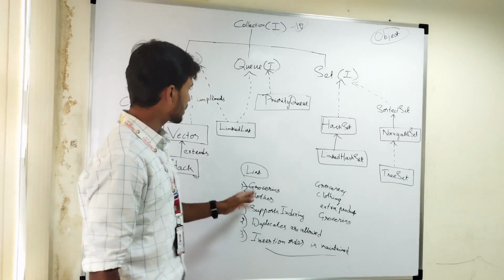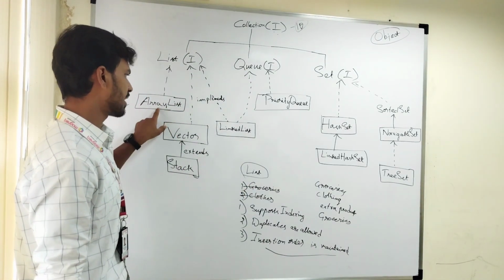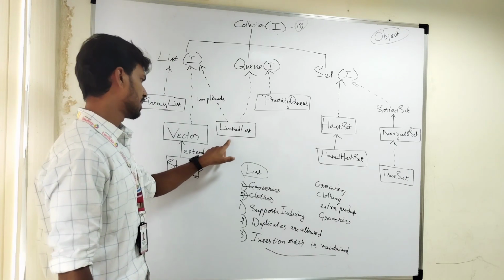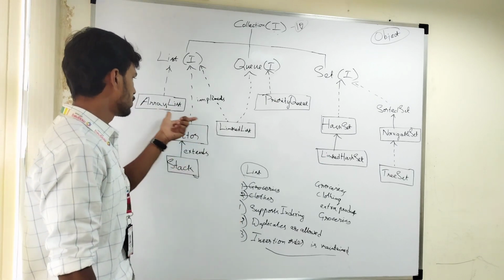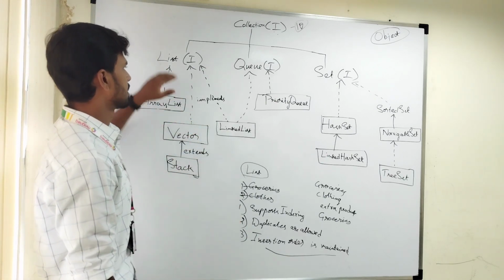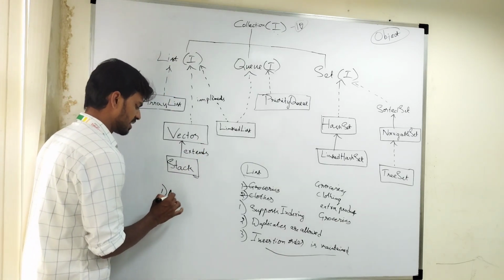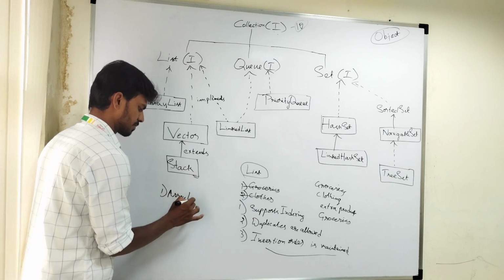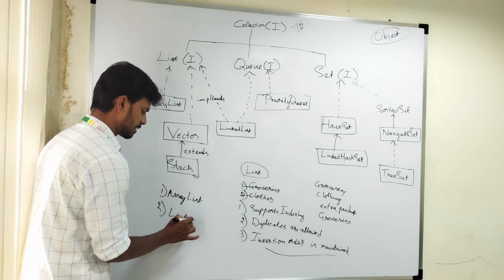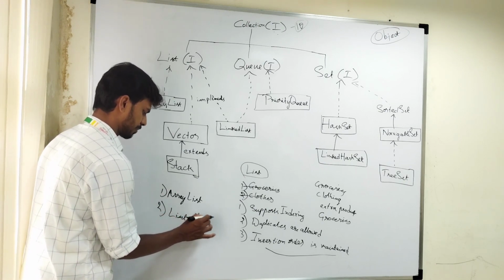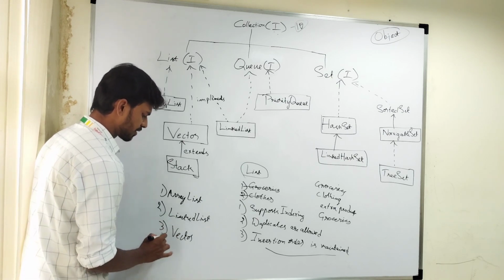These characteristics will be followed by the child classes also: for array list, for linked list, as well as vector and stack. These characteristics will be used by all these implementation classes. Under list we have four implementation classes. The first one is array list, the second one is linked list, the third one is vector, and the fourth one is stack.